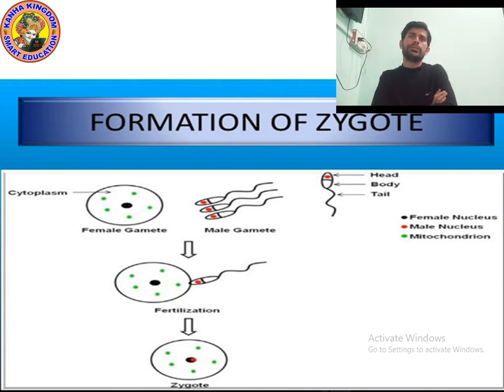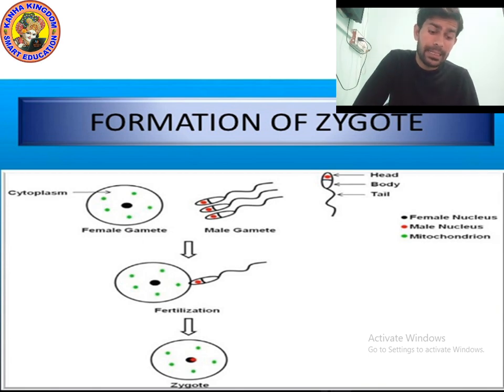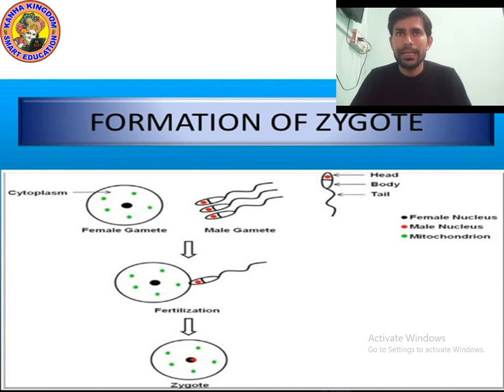So kids, as you can see, the formation of zygote. Can you see the circular structure? The circular structure is actually a female gamete, which means egg cell. And you can see the male gamete also.